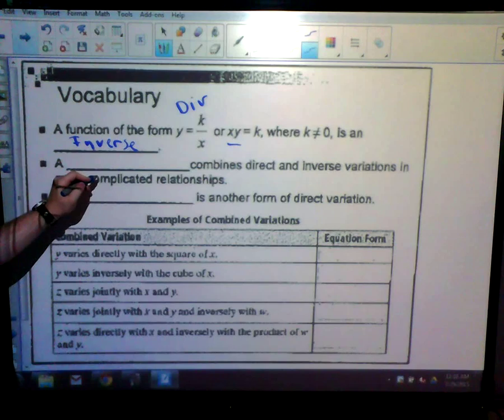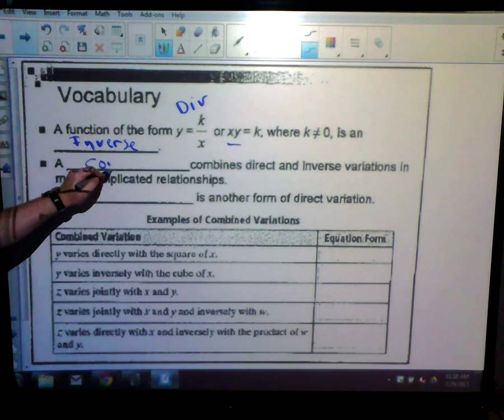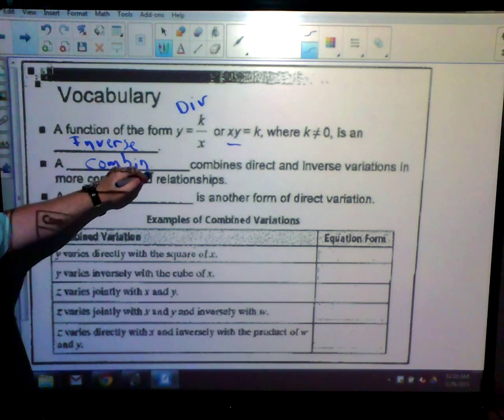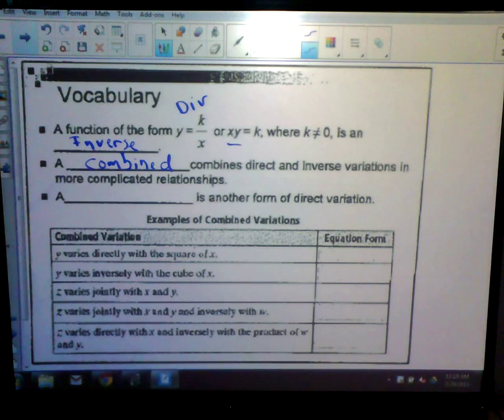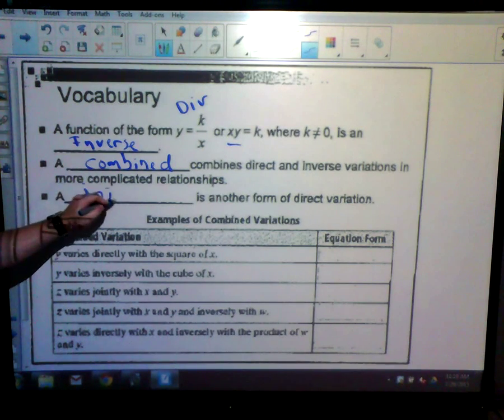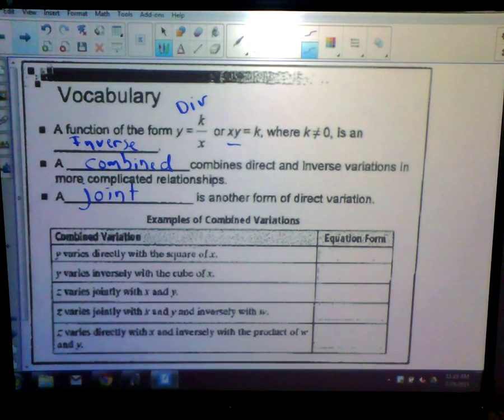A combined variation combines direct and inverse variation in a more complicated relationship. So sometimes there are combined. There's also joint variation. Joint variation just means direct variation with more than one thing.